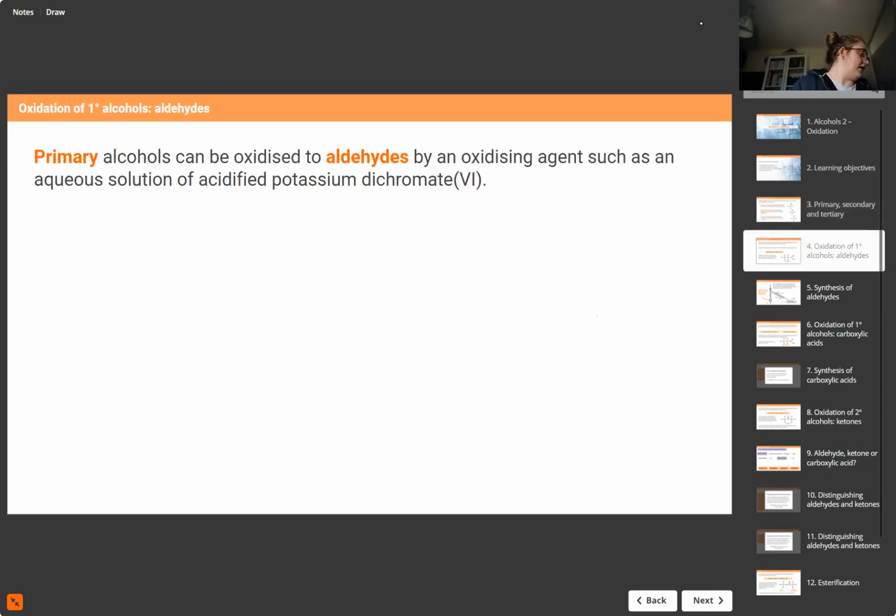If we're going to oxidize our primary alcohols, the first thing that we need to know, and this is really important, is that depending on if it's primary, secondary, or tertiary alcohols, they all oxidize to form a different product. Our primary alcohols always oxidize to form aldehydes. And it's important that you notice it's oxidized because it can change as well. I'll explain that a bit more in a minute. So primary always oxidizes to aldehydes, using an oxidizing agent such as an aqueous solution of potassium dichromate.